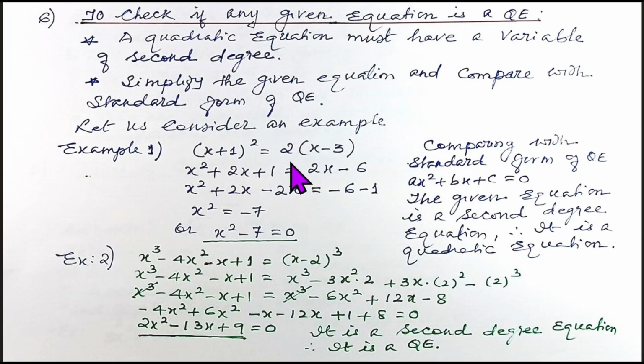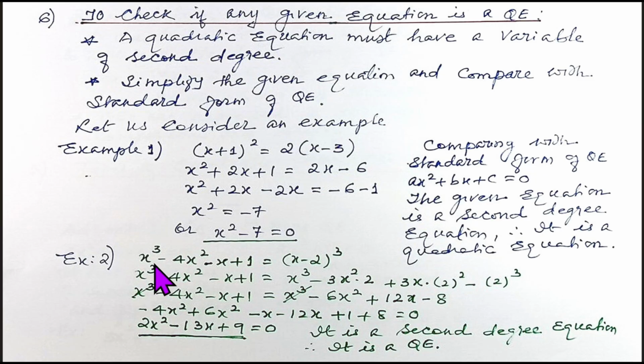x plus 1 whole square is equal to 2 times the bracket x minus 3 is an equation given to us. Now, we do not know whether it is a quadratic equation or not, but first we have to simplify this and write it in standard form. So, x plus 1 whole square is x square plus 2x plus 1, and on the right, when you apply the distributive property, we get 2x minus 6. Then x square plus 2x minus 2x is equal to minus 6 minus 1, or x square is equal to minus 7, or x square plus 7 equal to 0. Now, if you see here, x square plus 7 is equal to 0 is a pure quadratic equation, and therefore the given equation is a quadratic equation.